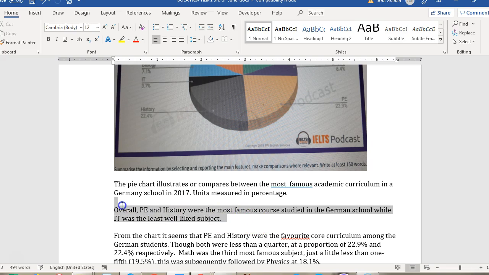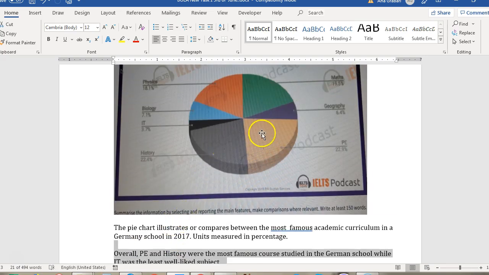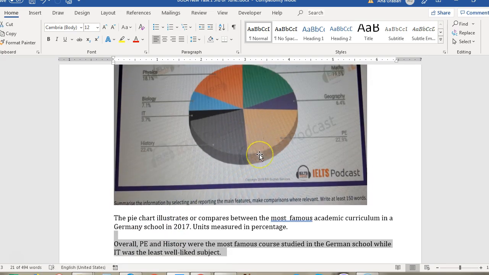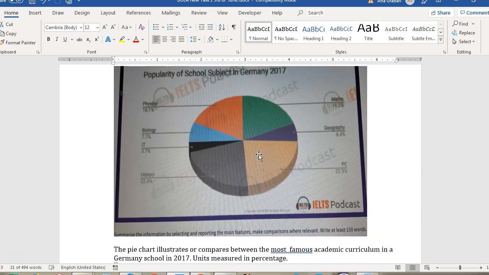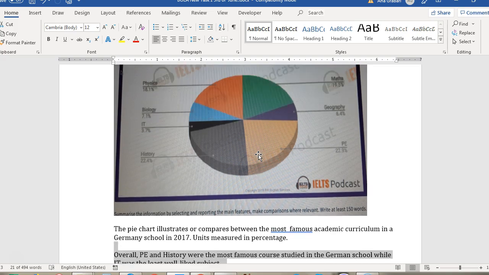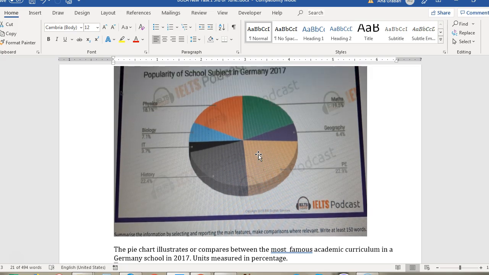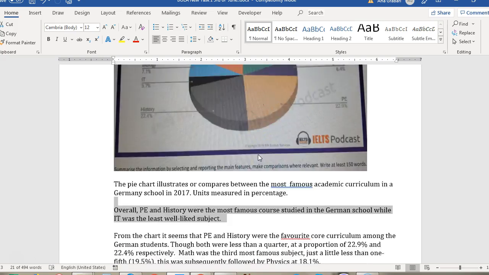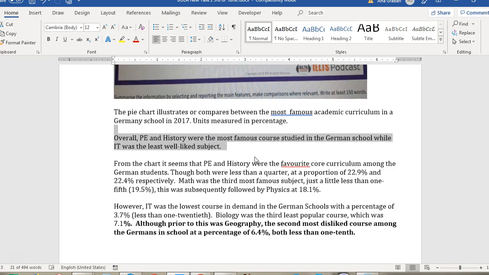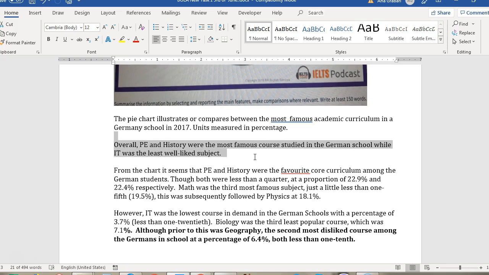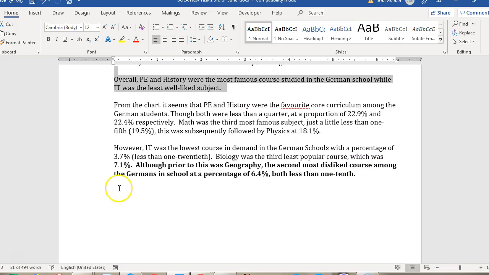Like this is really good because you say that PE and history, as we can see from the graph, were the most popular and the most chosen, the most preferred subjects, and they take almost equal shares in the entire distribution of popularity of the subjects. Anyway, this is a very nice attempt. Don't forget that perhaps it would be a good idea to have one concluding sentence with a summary of the most important feature of the visual.